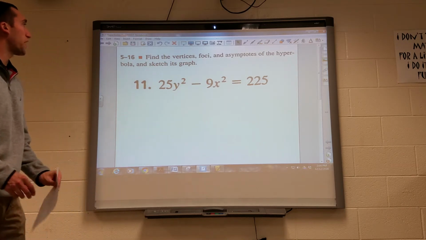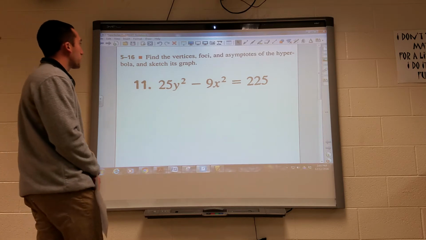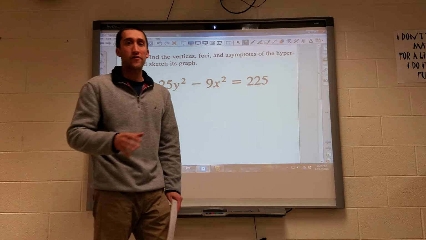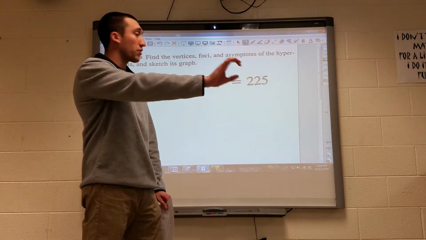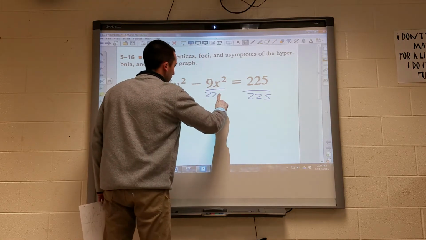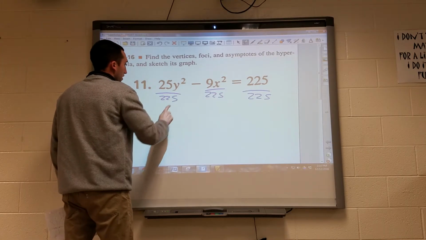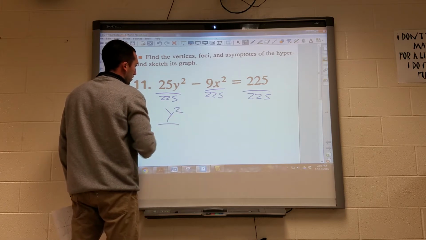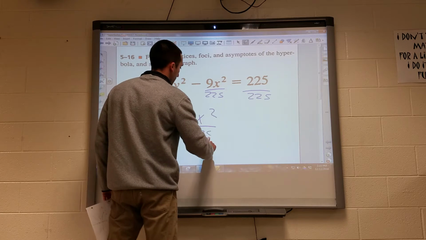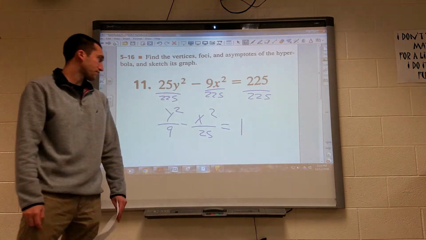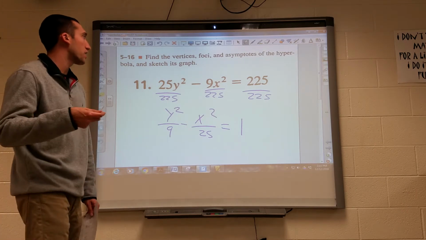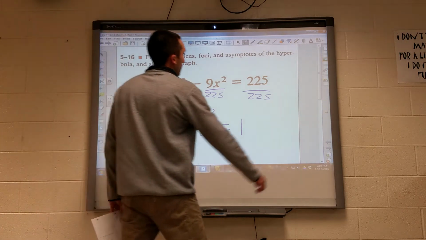Okay, so first let's find the vertices, foci, and asymptotes, and then sketch it. So just like before, before I can do anything, I have to make sure the right-hand side of my equation is 1. So I'll divide everything by 225. And I get y squared over 9 minus x squared over 25 equals 1. Okay, so from that equation, I can figure out my a, b, c, and go ahead and graph my equation.